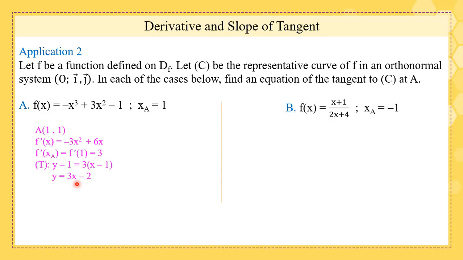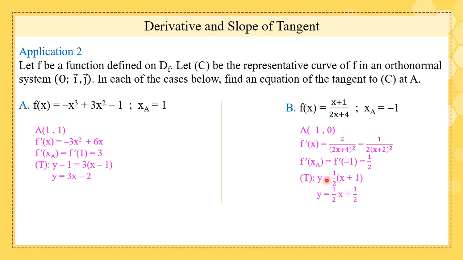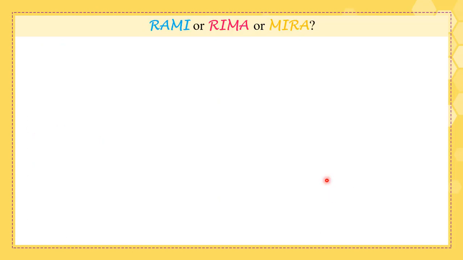This is another application. Try also to find an equation of the tangent t. Let's see, a is (negative 1, 0). If we replace x of a here, we get 0. The derivative of f of x is 1 over 2 into x plus 2 squared. So the derivative of f of x at xa is 1/2, and this would be an equation of t.